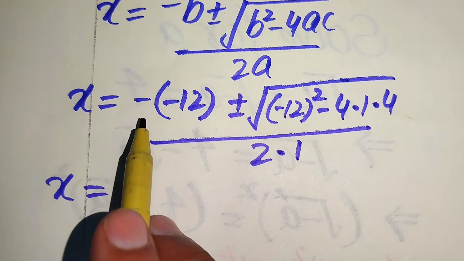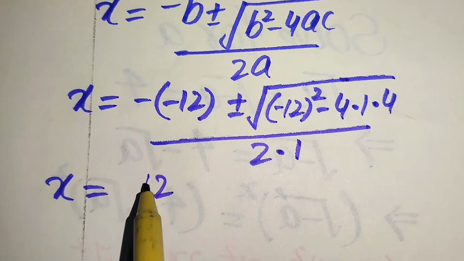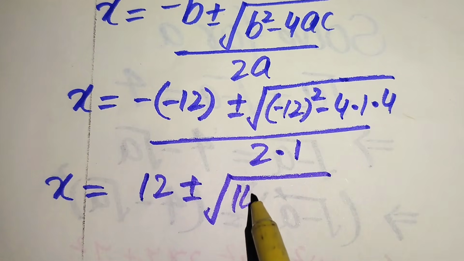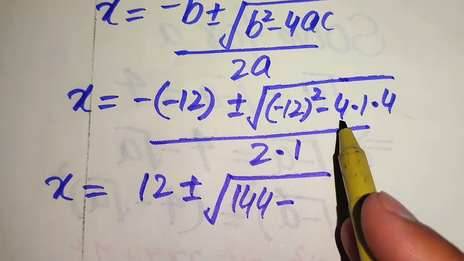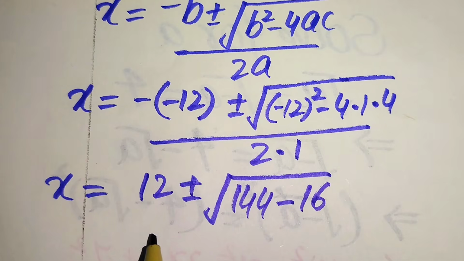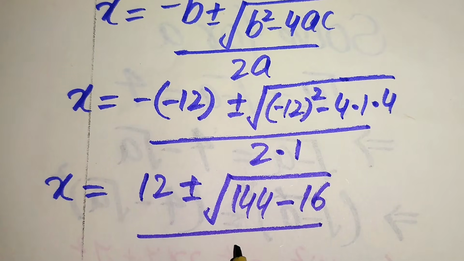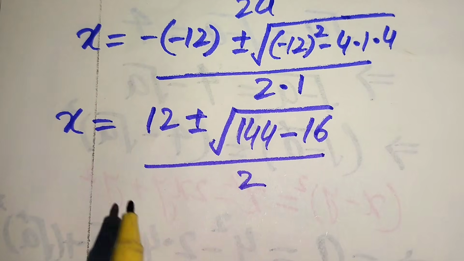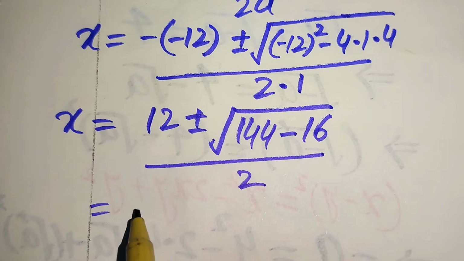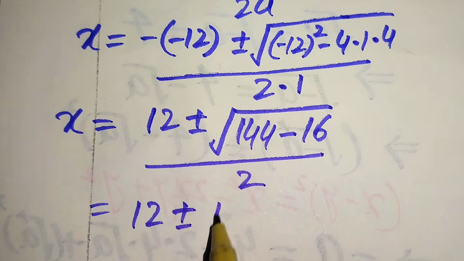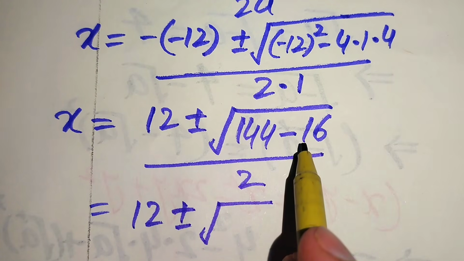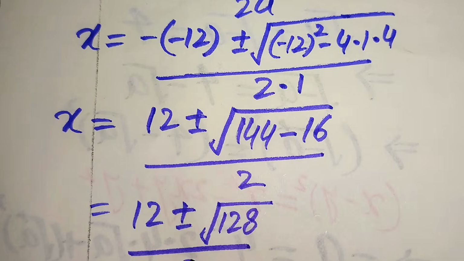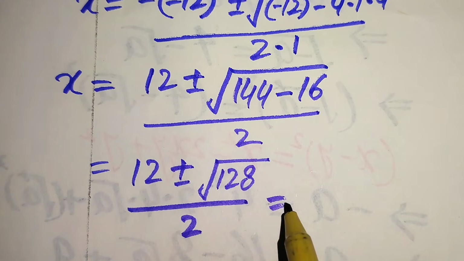So we get x equals, this is minus times minus becomes plus 12 plus minus square root of minus 12 squared becomes 144 minus 4 times 4 becomes 16, and it is divided by 2 times 1 equals 2. And when we subtract these two values, we get here 12 plus minus square root of 144 minus 16 becomes 128, and it is divided by 2.